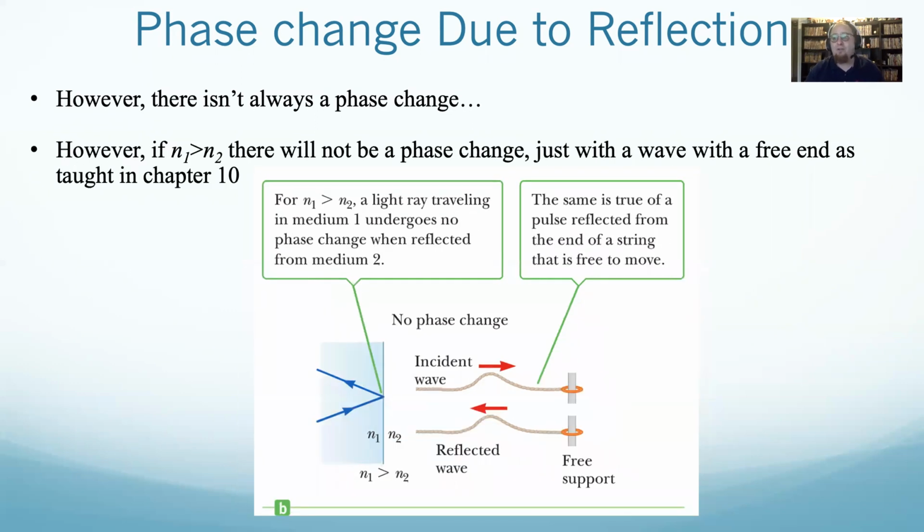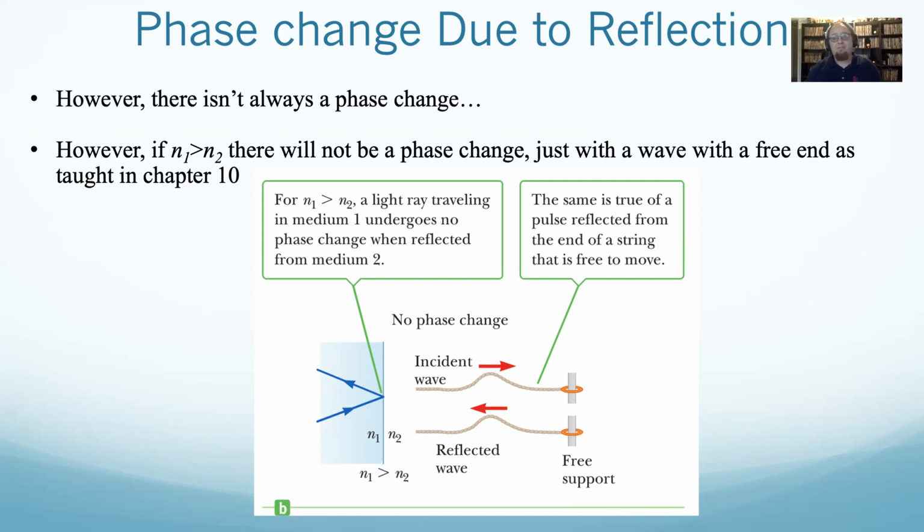If, however, N1 is greater than N2, there will not be a phase shift, and what was up in the wave will stay up in the wave. So when you're reflecting off things, whether there is constructive or destructive interference will depend on the difference between the N values.